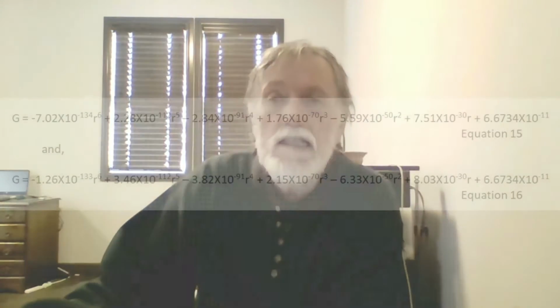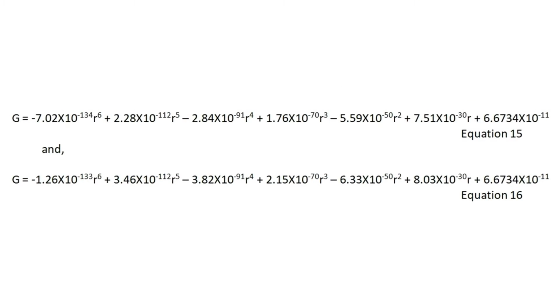By substituting the radius of the Earth, 6.371 times 10 to the 6th meters, into equation 15 or 16 and determining the g value that we should have at the Earth's surface, it calculates out to 6.6743 times 10 to the negative 11 newtons meters squared per kilogram squared, in agreement with measurements on the Earth.